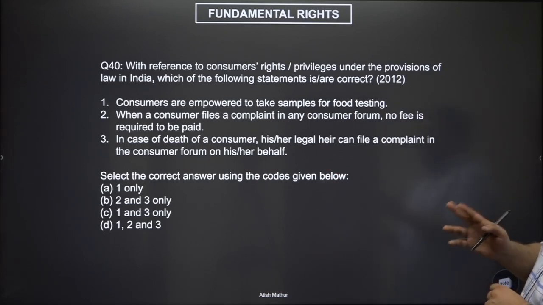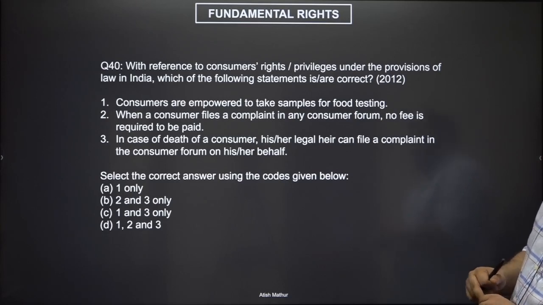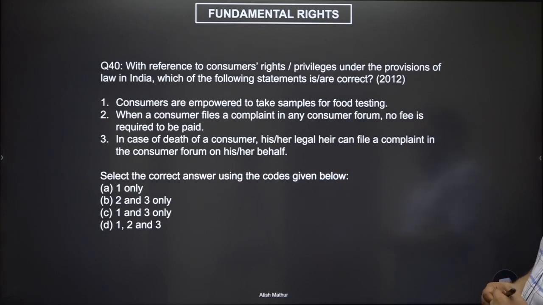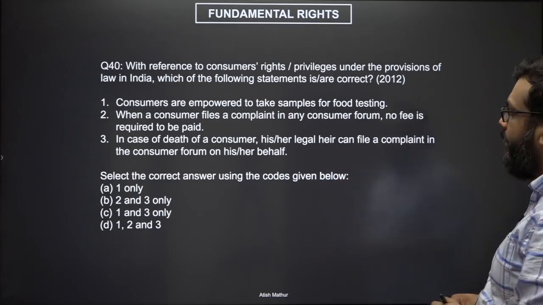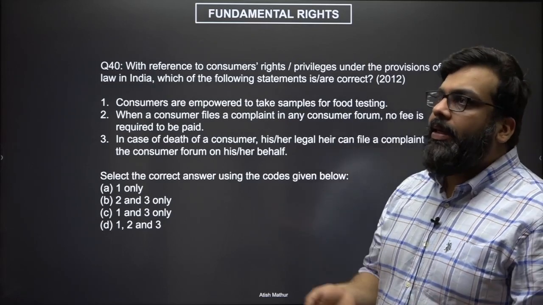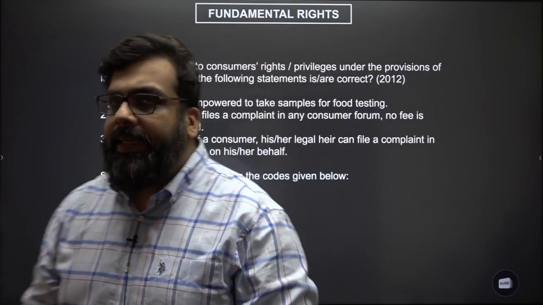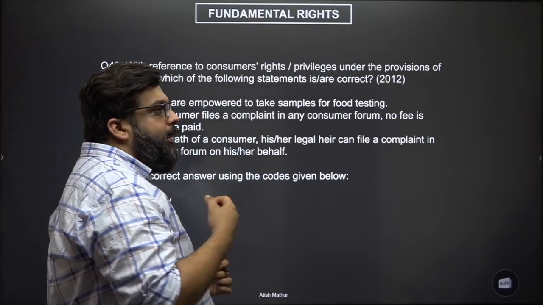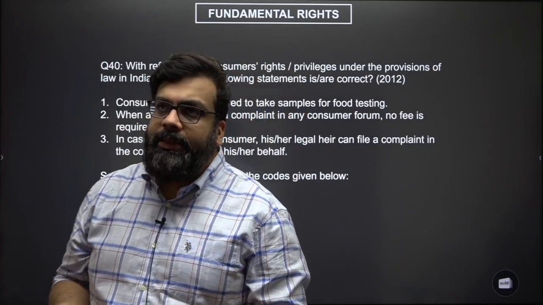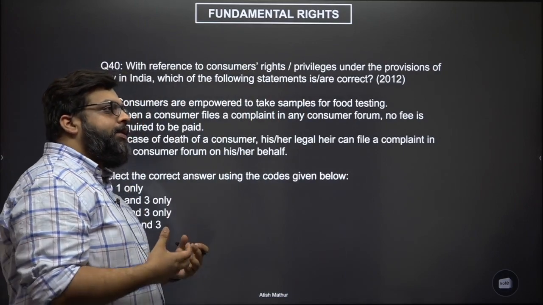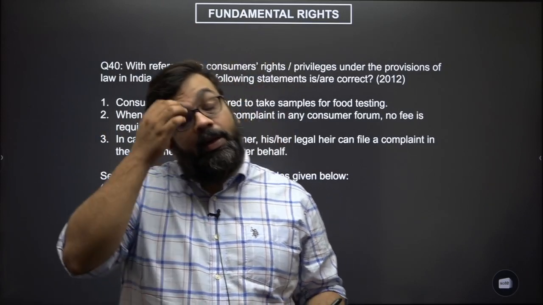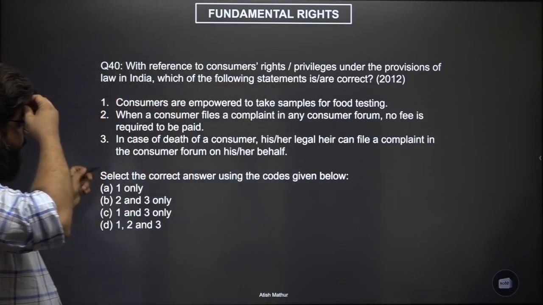There's only one option where option number 3 is not mentioned, it is in 3 out of 4. Can we eliminate option number 3? In case of the death of a consumer, his or her legal heir can file a complaint in the consumer forum. Let's think of a practical example. Let us say somebody buys a car and the car's seat belt is not working, the car's airbag is not working, because of which the person gets into an accident and is not safeguarded with the safety features of the car. Does it violate principles of consumer law? Yes, it does. Option number 3 is absolutely correct.